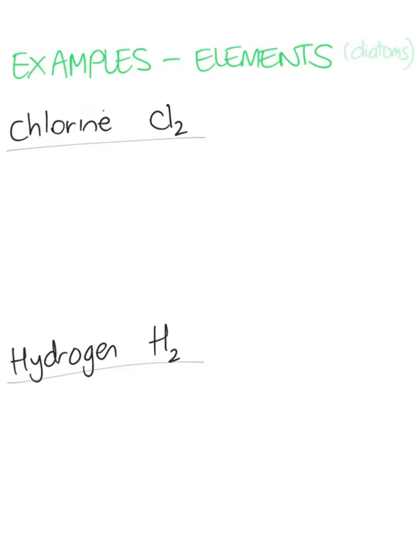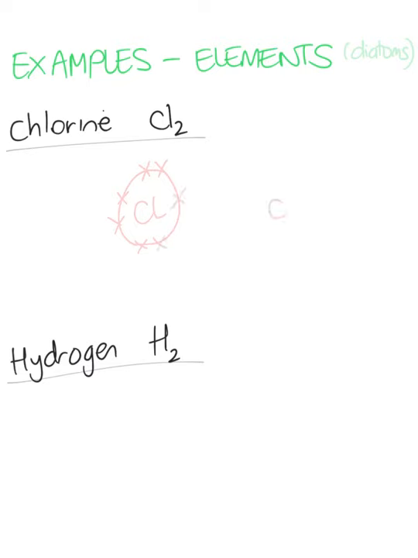So this is chlorine. Chlorine is Cl2, and these elements we're looking at are diatoms. Their atoms go around in pairs. So all I'm going to do is draw an atom of chlorine, and it's going to have crosses.